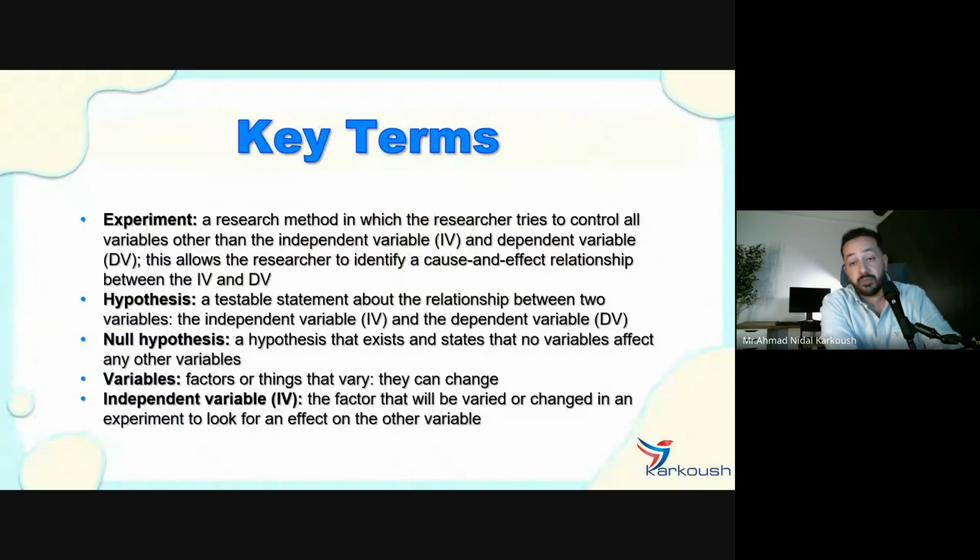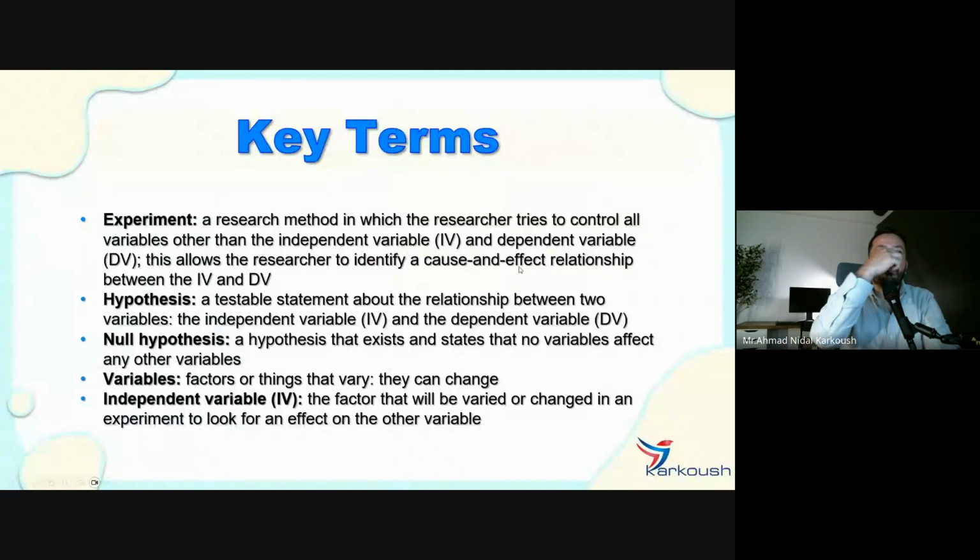Now, the word variable itself actually stands for factors or things that change. So the word variable means to vary. To vary means to change. An independent variable is the factor that will be changed in an experiment to look for an effect on the other variables. So the independent one is the one I'm tweaking, the one I'm changing. The IV is the one I'm changing. It's the one I'm playing with to see the impact on the other variables.